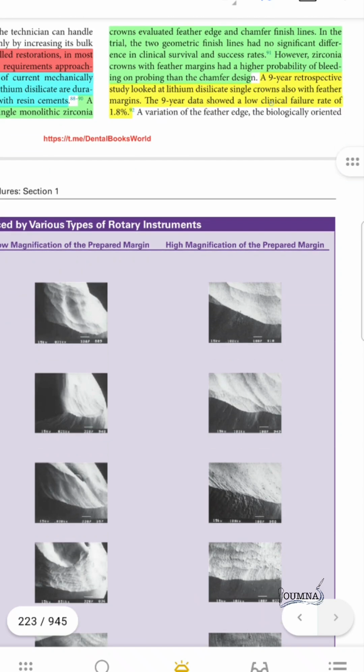margin. A 10-year retrospective study has seen that for lithium disilicate with feather margins, the failure rate was only 1.8%.